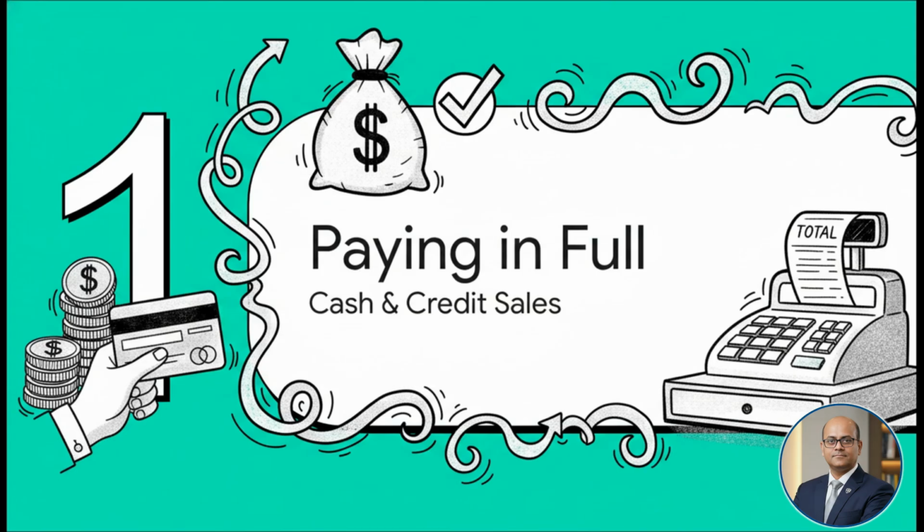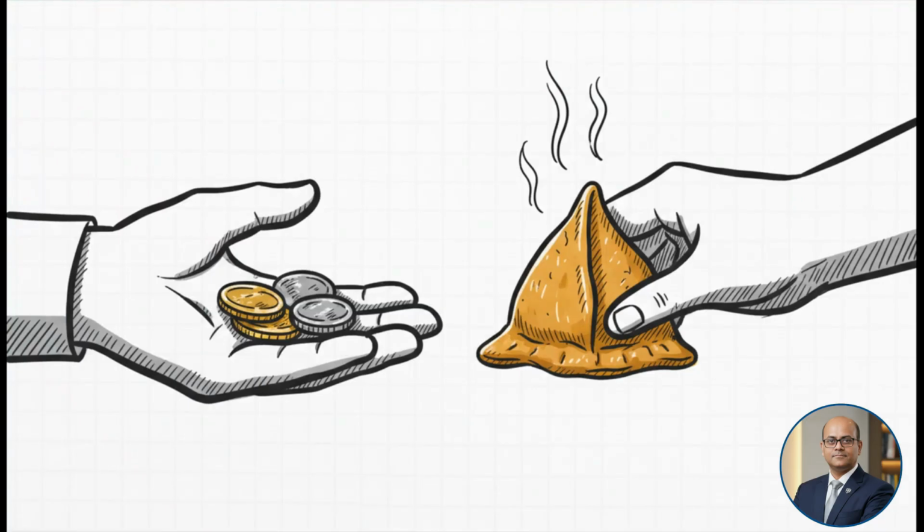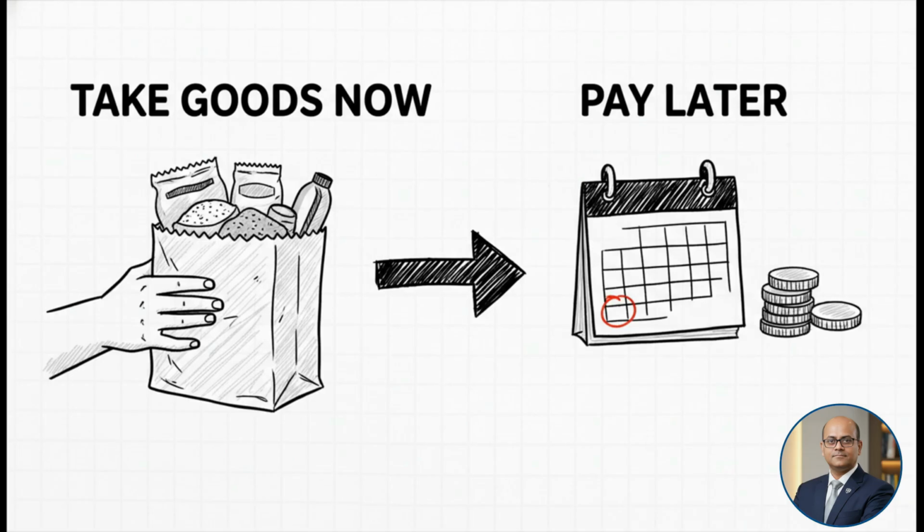The main idea here in both of these methods is that the ownership of the item, the right to call it your own, is transferred immediately. The only difference is when the money is paid. First is the cash sale. This is what we do most of the time. Let us take one example. You go to the school canteen, you pay 10 rupees, and you get a nice hot samosa. The exchange is immediate. You pay the cash, you take the goods, the matter is finished. That's a cash sale.